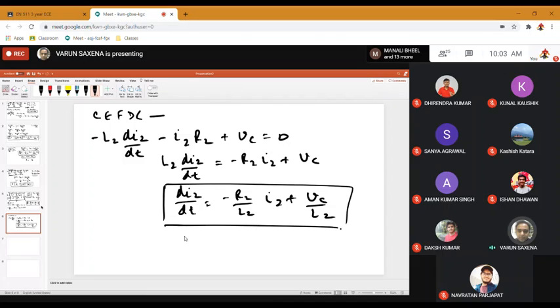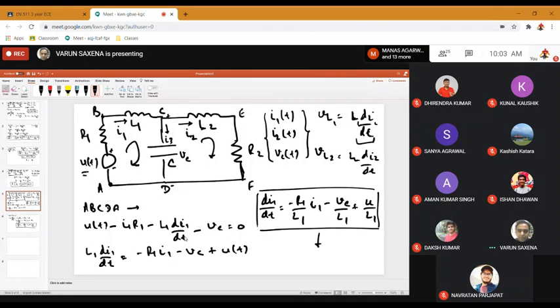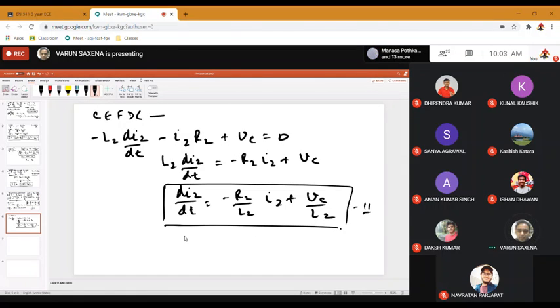So this was the first equation, this one. Because we have three state variables, we should have three equations. So this is your second equation. And can anybody tell me what will be the third equation? How will I get the third equation?